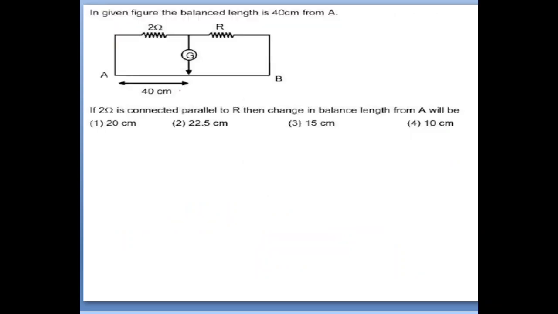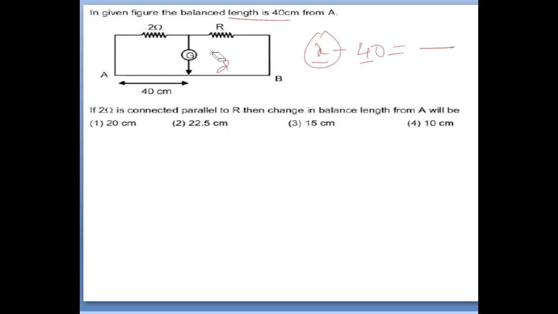Next question. This question is on a balanced Wheatstone bridge. A very simple question. In the question, 2 ohm is connected here, R, which is an unknown resistor, is connected here, and a galvanometer is connected. He has given that 40 centimeter is the balancing length from A. He is saying that if another 2 ohm is connected in parallel with R, then find the change in balancing length from A. That is what he is asking. So you have to find the new balancing length x and compare it with 40.